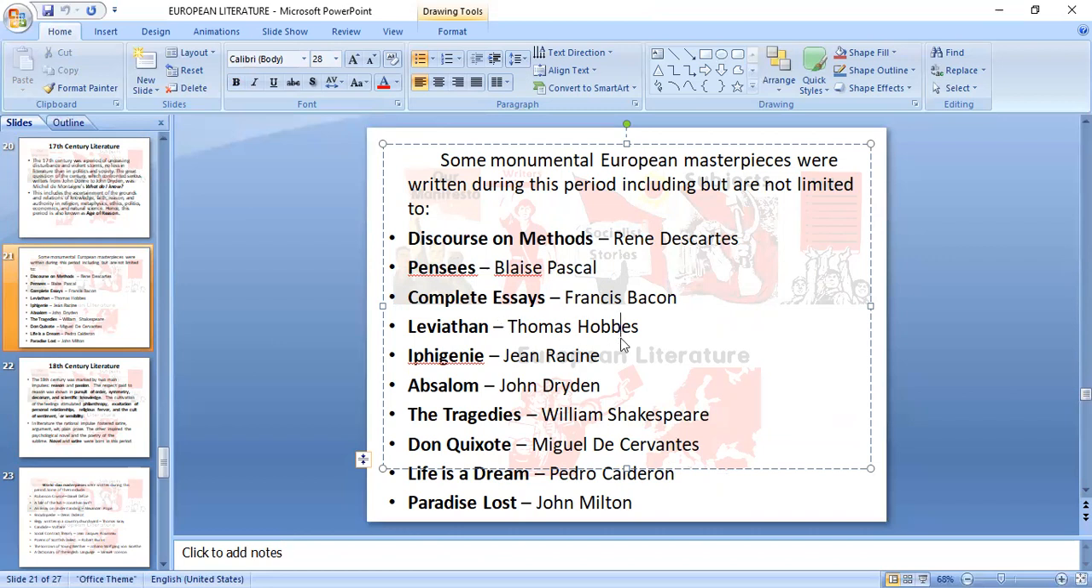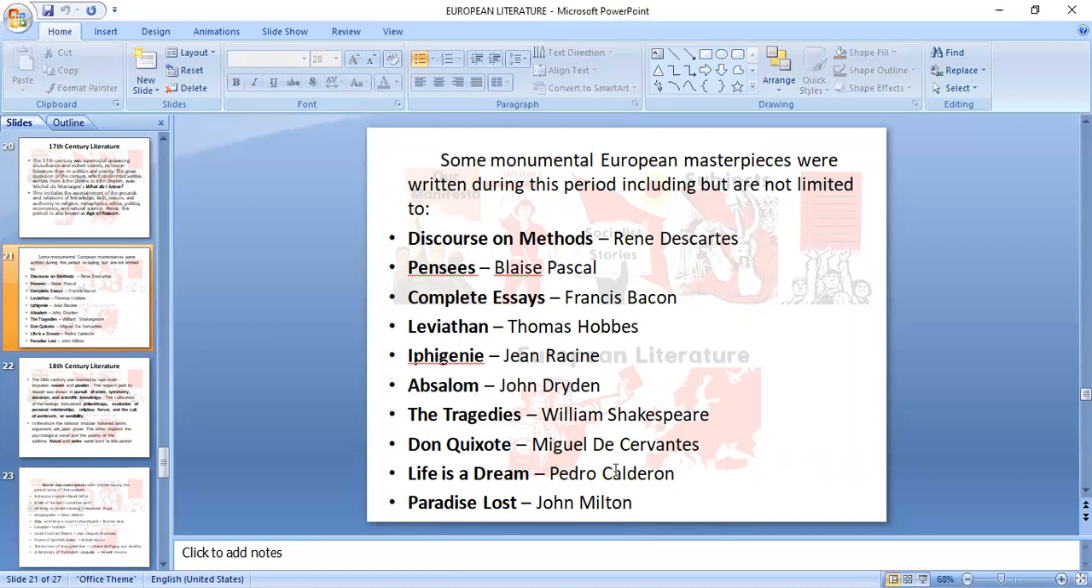Leviathan, Thomas Hobbes. I don't know if it is Iphigénie, because we have many accents. Jean Racine, Absalom, Dryden. The Tragedy is William Shakespeare. Don Quixote, Miguel de Cervantes. Life is a Dream, Pedro Calderón. Paradise Lost, John Milton. Okay.